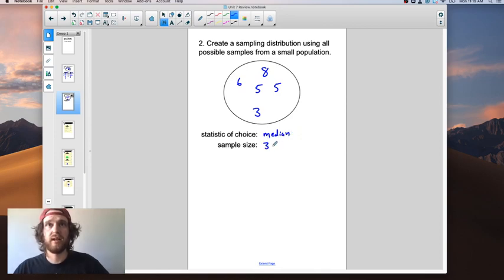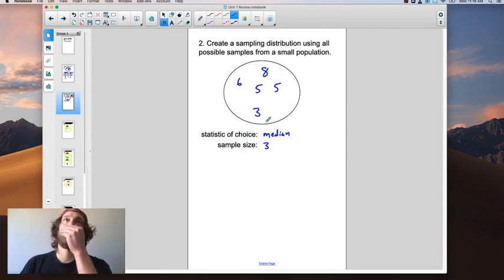And we're going to take sample size 3. So every sampling distribution is basically every possible statistic from a given sample size from a population. So in order for us to talk about the sampling distribution of the sample median, we need to figure out what every possible sample is. So I'm going to start with 3 and I'm going to try and write them in order.